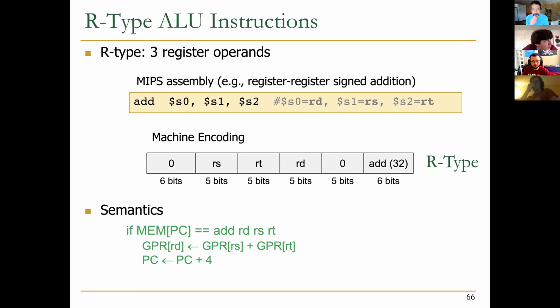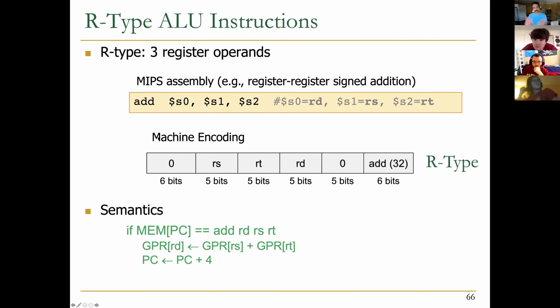Okay, so for example, add is an R-type instruction. It expects 3 registers. So $s0 is the destination register. $s1 and $s2 are the source registers, so you add $s1 to $s2 and you store it in $s0. So you know how to interpret this assembly.